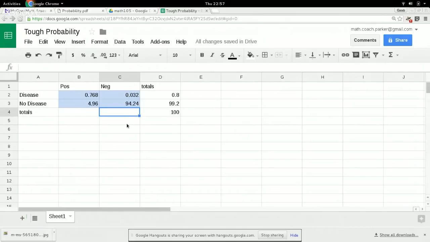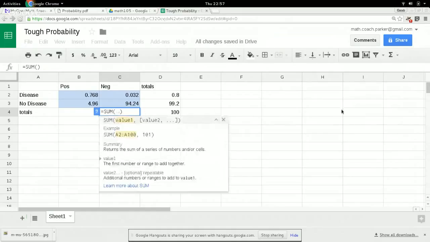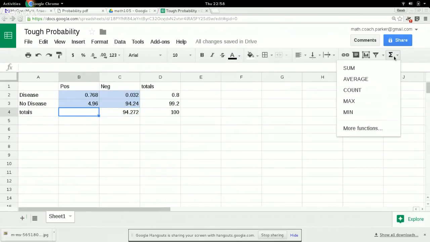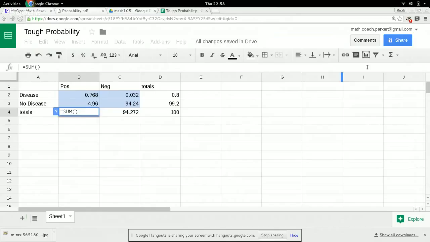As far as the total number of negatives, that's just going to be the sum of the two numbers above. There we go. And then similarly, there's the sum of the numbers above. So now I got the whole table figured out. So then I can answer any question somebody asks me about this situation.